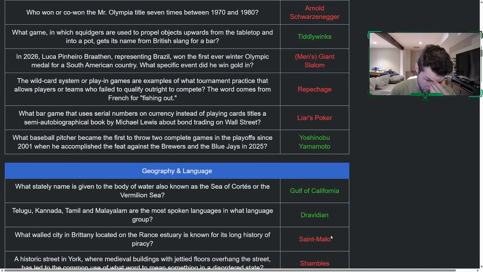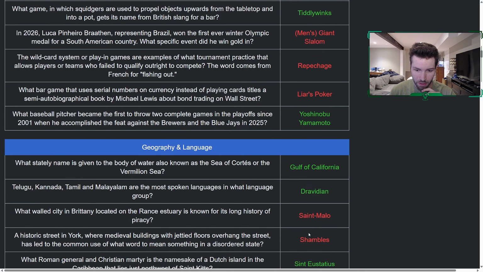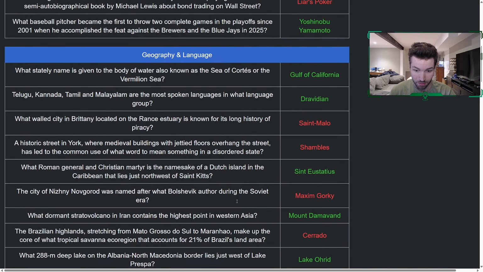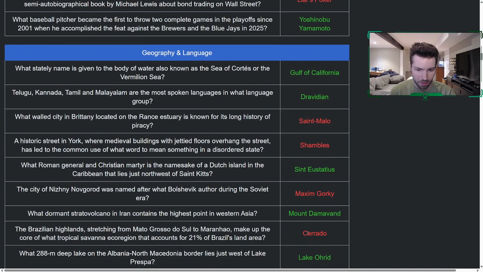Samaro. Oh, that's embarrassing. Okay. Yep. Samaro is a very notable Breton city in Brittany. Shambles. I've never heard of that. I'm just not getting that at all. But Samaro is really bad. Yeah. Maxim Gorky. I didn't know that Nizhny was named after him. Gorky's pretty famous, but unlucky, I guess. Cerrado, yeah, that's what it's called.